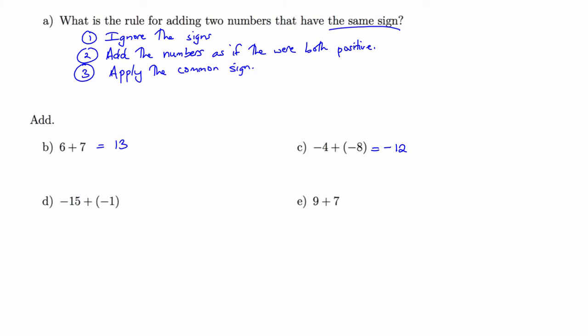In part D, negative 15 plus negative 1. Since both numbers are negative, we'll ignore the sign. We will add the 15 plus 1 to get 16, and then apply the common sign that was negative. In part E, 9 plus 7 is 16, and since both numbers are positive, the answer is a positive 16.